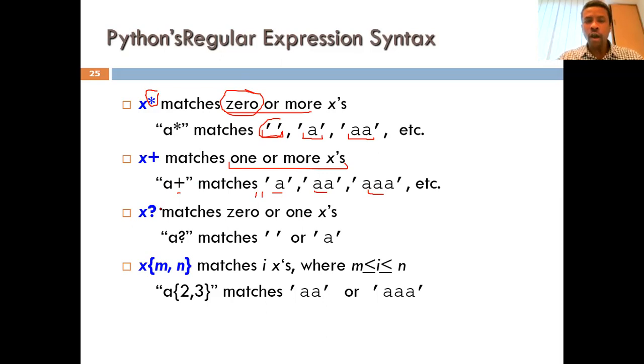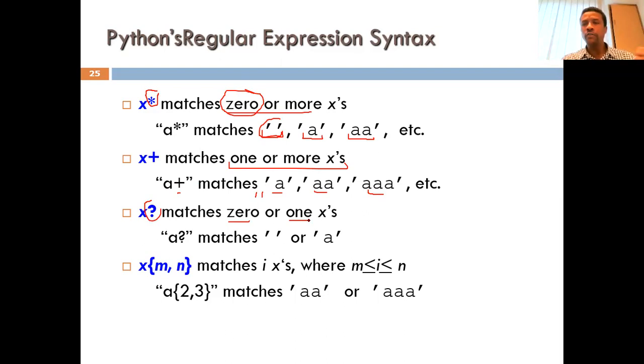If you have a question mark, it means zero or one. It means it cannot appear twice. It has a chance not to occur, or the option not to occur. If it occurs, then it will occur only once. If it occurs two times, then it will fail.